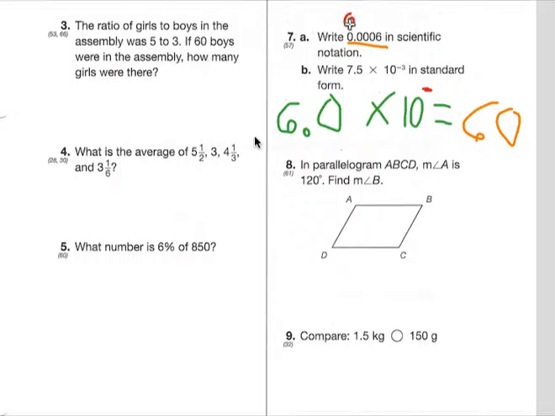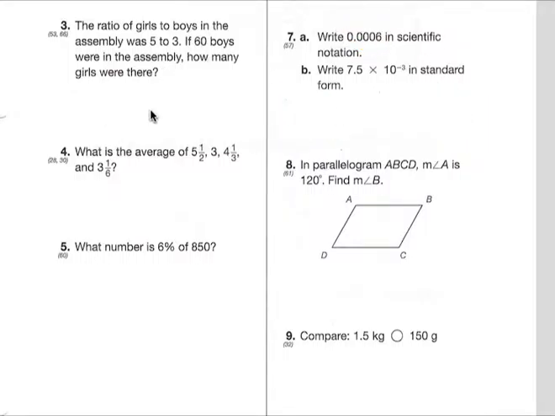If 6 were here, we would move it. From here to here is 1, 2, 3, 4 places. And it is getting smaller. So we should have 6 times 10 to the negative 4th. For B, 7.5 times 10 to the negative 3rd in standard form.